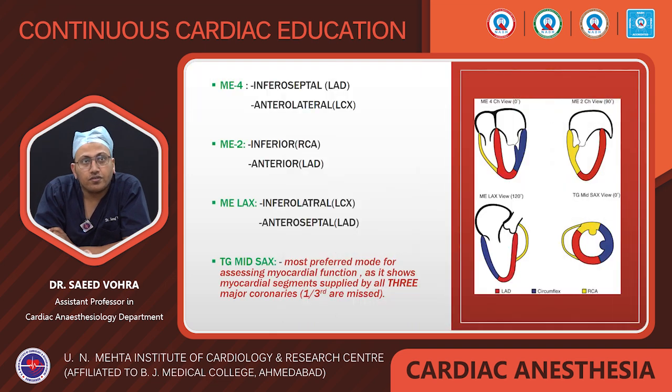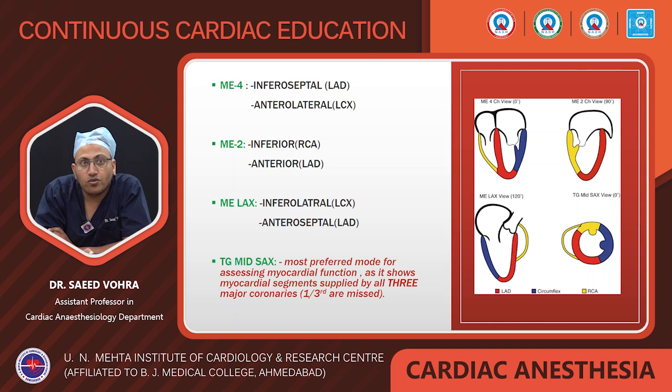Now in mid-esophageal 4-chamber view, as discussed earlier, we will be able to see inferoseptal wall, which is supplied majorly by the left anterior descending artery, and anterolateral wall which is supplied majorly by the circumflex artery. In mid-esophageal 2-chamber view, in 90 degree view, we will have an inferior wall of the LV which is supplied majorly by the right coronary artery, and anterior wall is red in color which is supplied majorly by the left anterior descending artery.